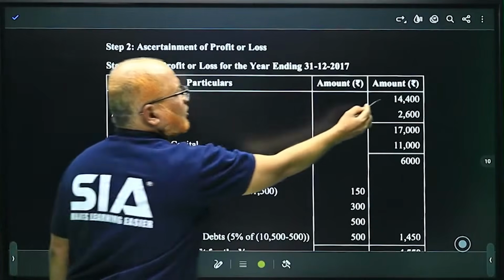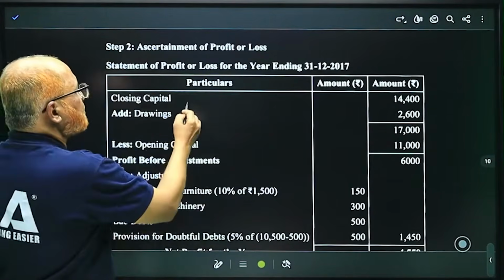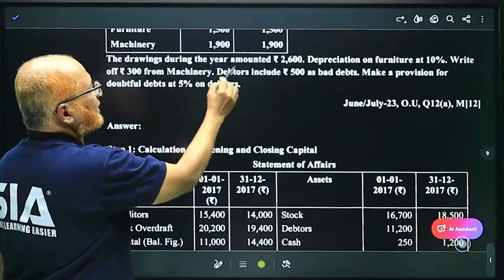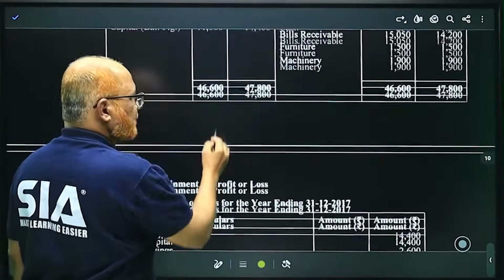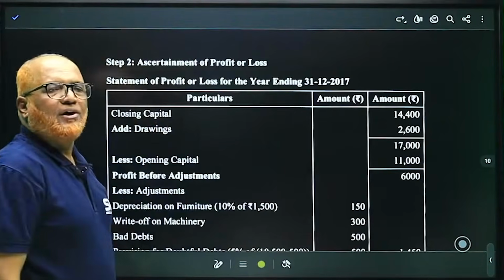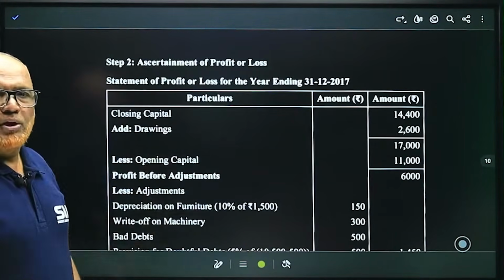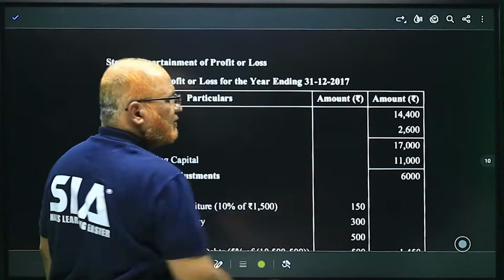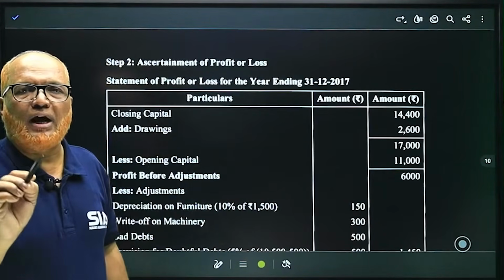So closing capital 14,400. To capital, add drawings. In the problem, in the last paragraph, it is given: drawings during the year amounted to 2,600. So 2,600 will be added. So 17,000 is the total. From that, subtract the opening capital. Opening capital is 11,000, which we have just calculated. So this 6,000 is the profit before adjustment.